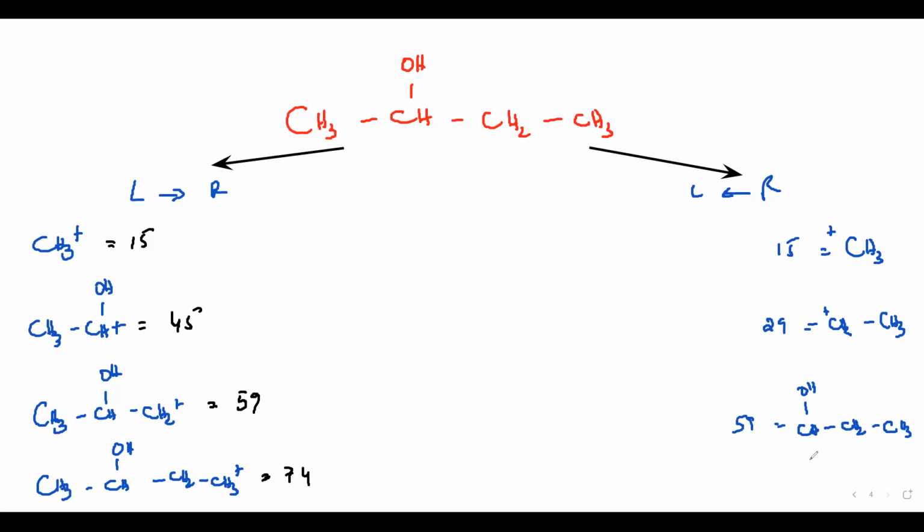And then 59 plus the remaining CH3, so it will give 74. Always don't forget to put the positive charge, because this mark shows that this is a molecular ion, a positive ion. So what are the total peaks we'll get? We are getting 15, 29, 45, 59 and 74. So this is a secondary alcohol, butan-2-ol. These are the peaks for butan-2-ol.